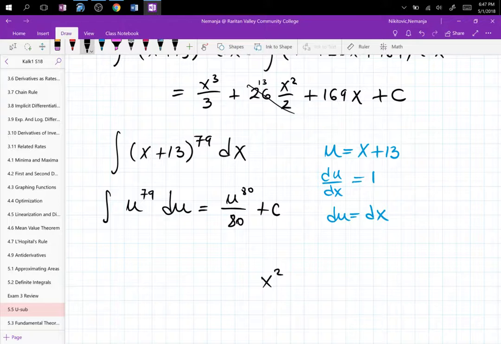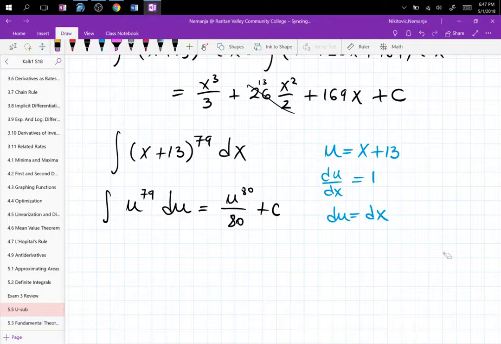How do you integrate x squared? You go x cubed over 3. How do you do that for x to the 20? Well, it's going to be x to the 21 over 21, right? You go plus 1. So if you have 79, it's going to be 80 over 80. Good.